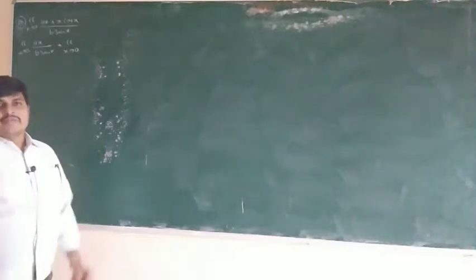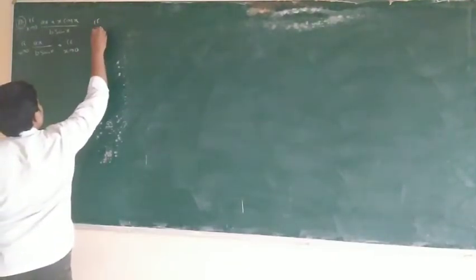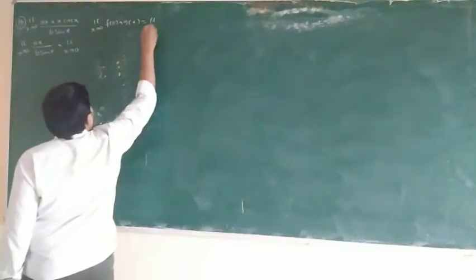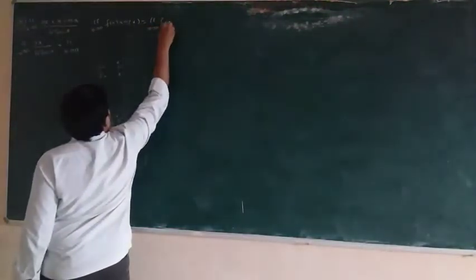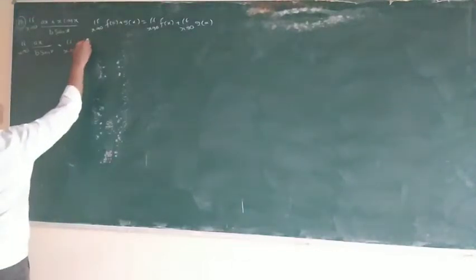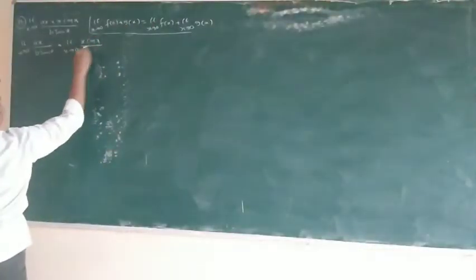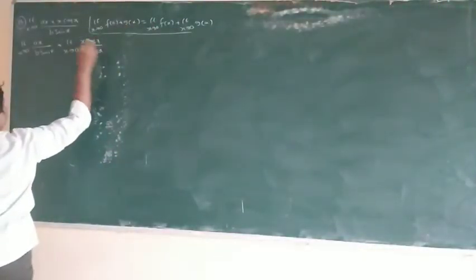Properties of limits, the algebra of limits: limit x tends to 0, f of x plus g of x is equal to limit x tends to 0 f of x plus limit x tends to 0 g of x. This is the property. So that's why we separate limit x tends to 0, x cos x by b sin x.